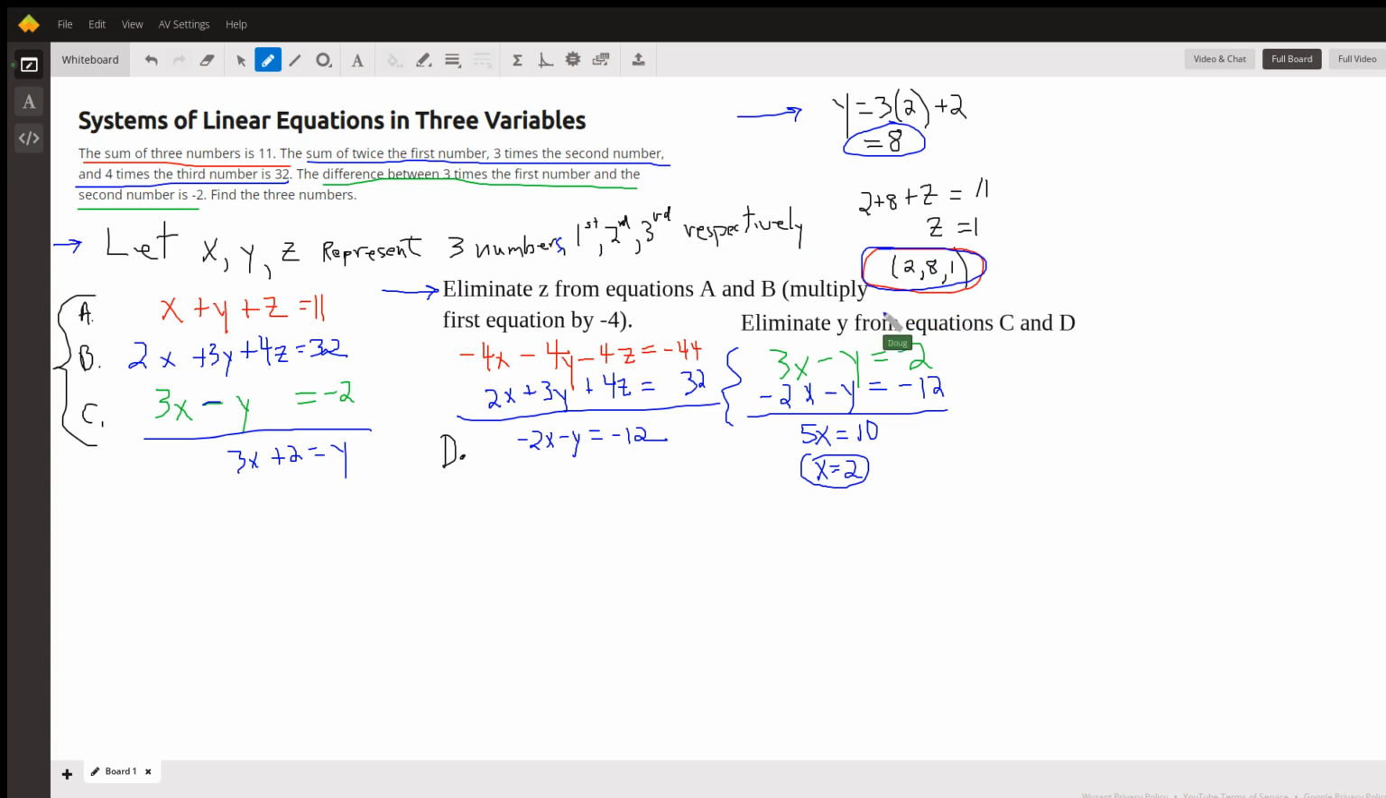And you can double check, do these numbers add up to 11? Yes. Twice the first is 4. 3 times the second is 24, plus 4 is 28, plus 4 times the third would be 4, that adds up to 32, and 3 times the first is 6, minus the second, -2. There you go, check.